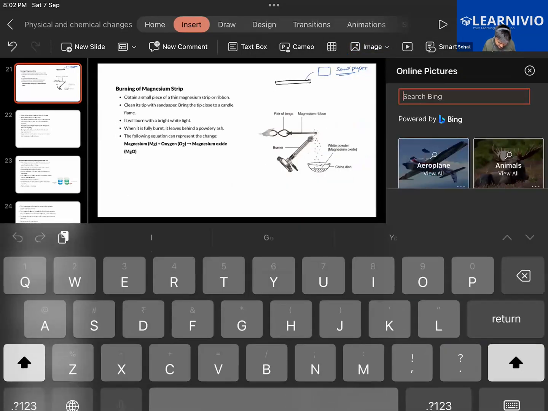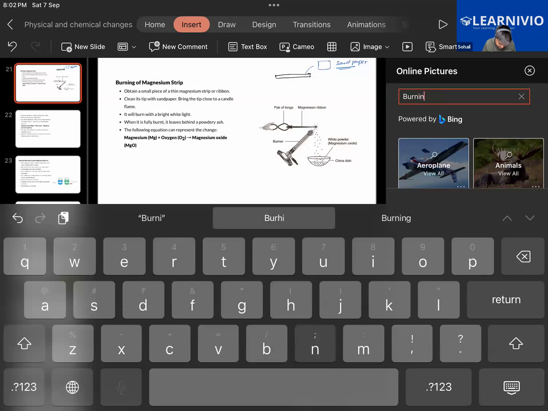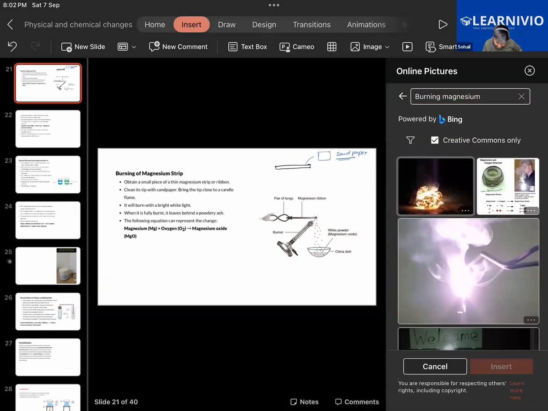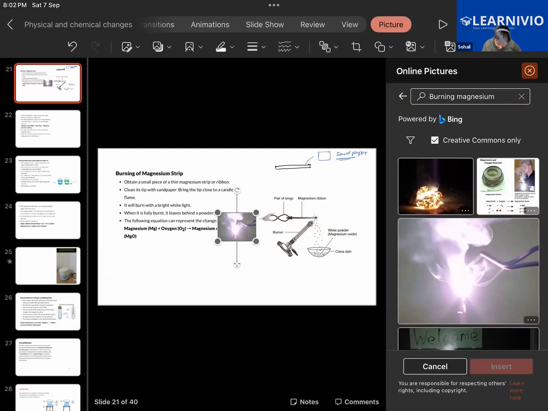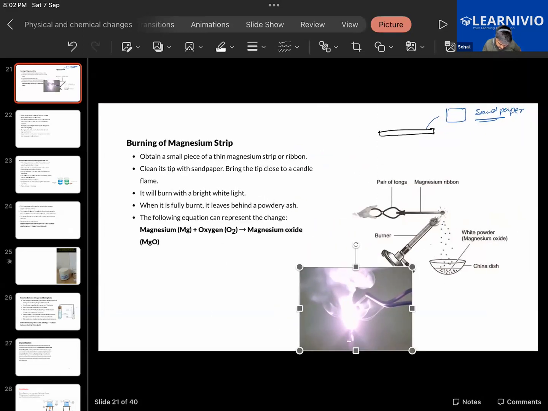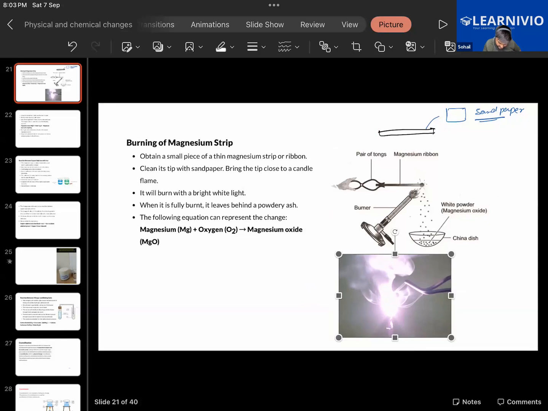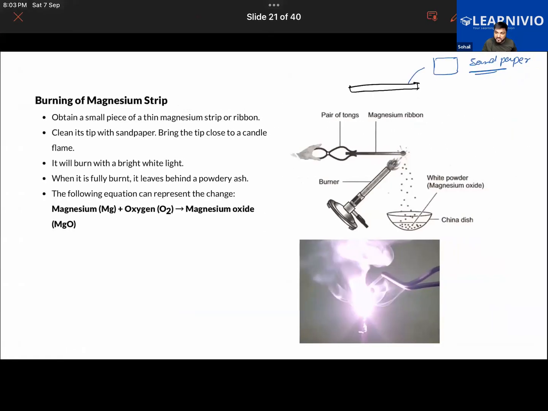Just look at this. So what do you observe here? A bright, dazzling light is given off here.